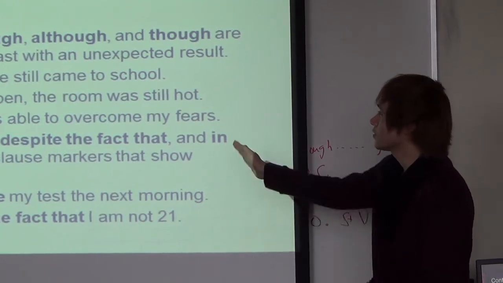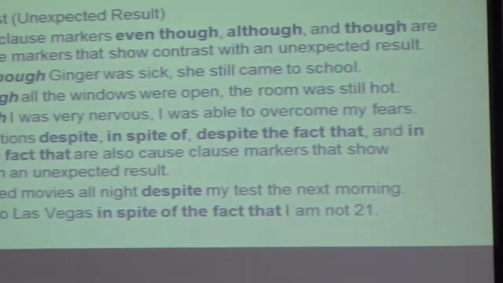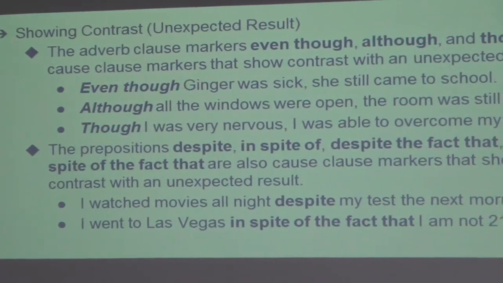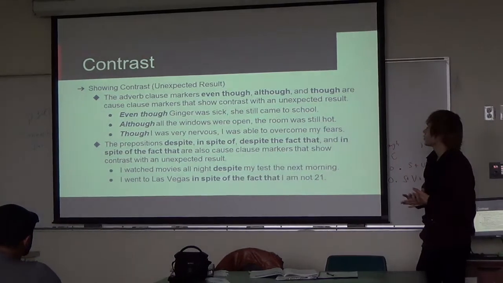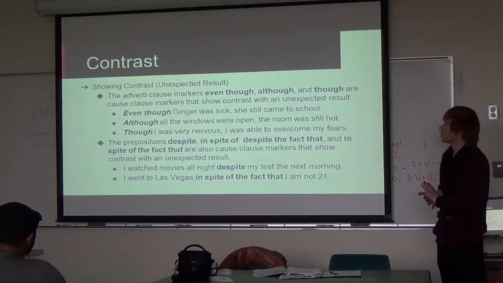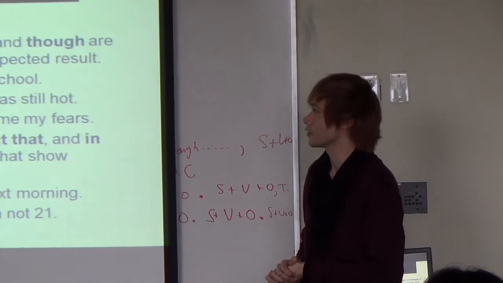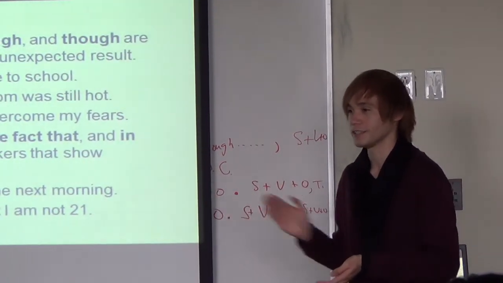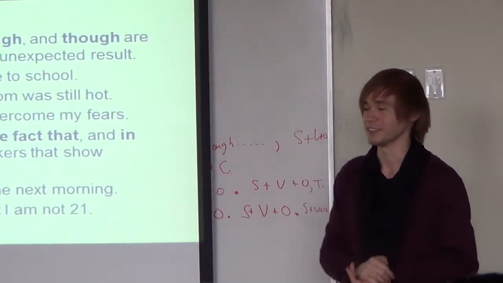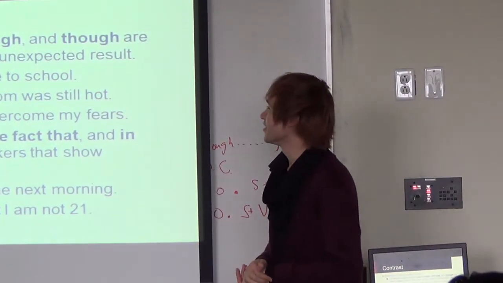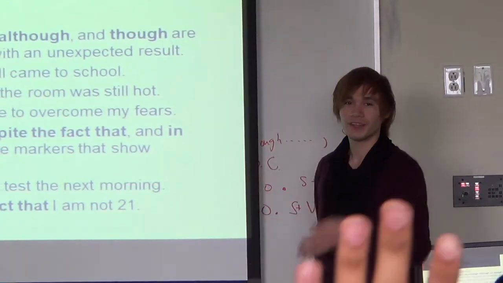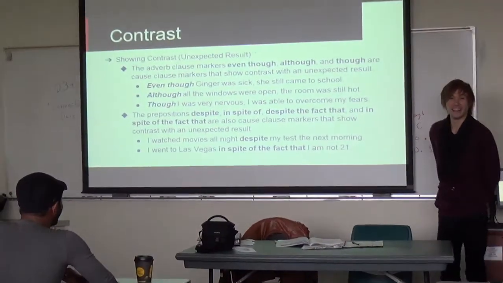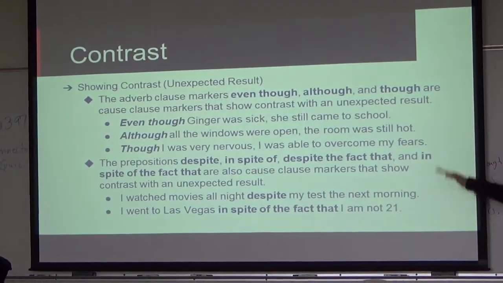Alright, so contrast. Showing contrast, and we're going to be talking first about unexpected results. So we're not expecting this to happen, it's a surprise. The adverb clause markers even though, although, and though are clause markers for contrast of unexpected results. So these are clause markers. That's a good phrase to remember, I think. Ginger taught me that one here. So, who wants to read the first one? Alright, go Aziz. Even though Ginger was sick, she still came to school. Yeah. These are all true sentences.